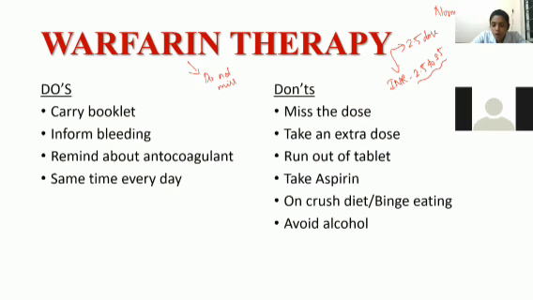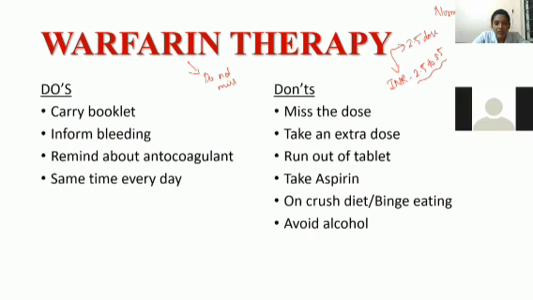Don'ts: should not miss a dose, and should not take an extra dose, which can cause increased bleeding tendencies. Then running out of tablets. That means the patient should not say that I didn't take the tablet because I don't have any. You should have it in excess. Then should not take aspirin with warfarin. Crash dieting or binge eating should not be done. Alcohol should be avoided whenever the patient is on warfarin therapy.